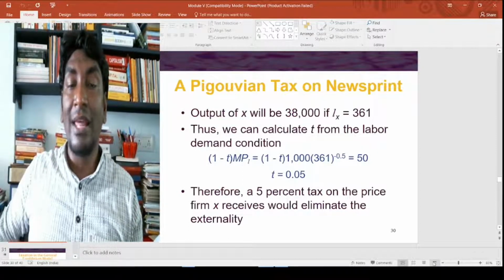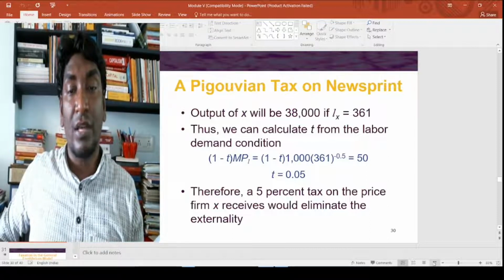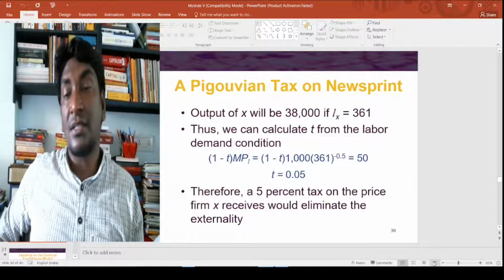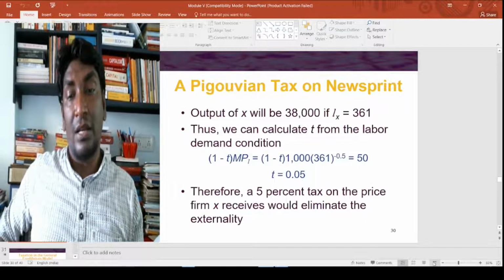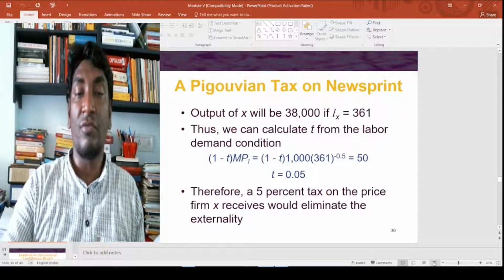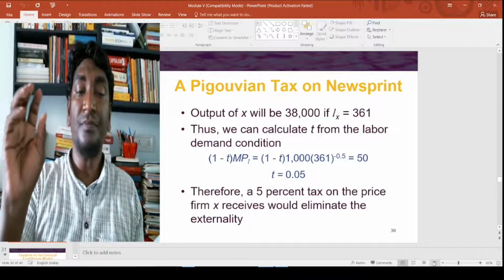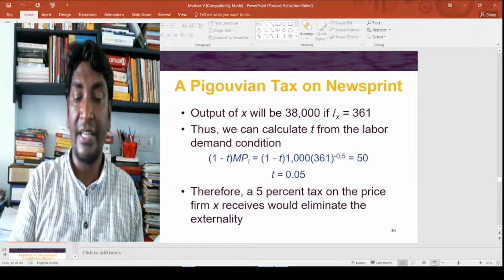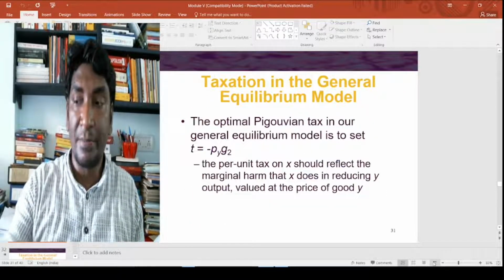Thus we can calculate T from the labor demand condition, which is (1 minus T) times MPL, equal to (1 minus T) times 1000 times 361 to the power of minus 1/2, which is equal to 15. So your T is equal to 0.05. Therefore, a 5% tax on the price firm X receives would eliminate the externality. This is what is actually the proposition of a polluter pays.